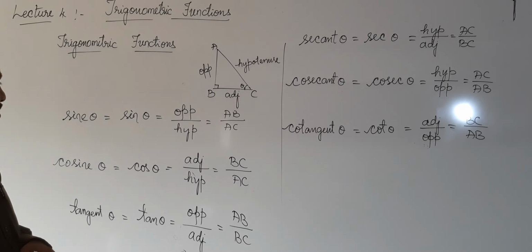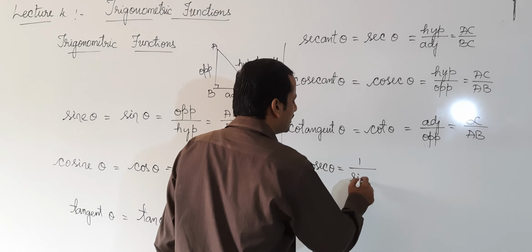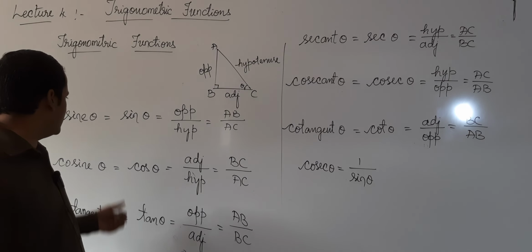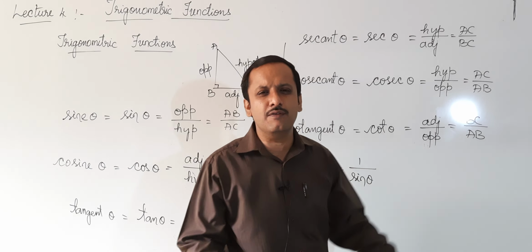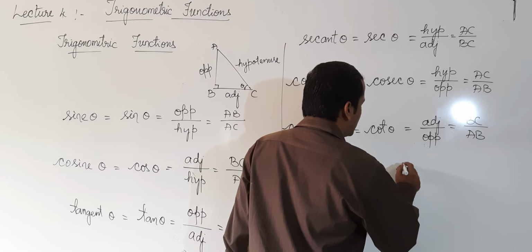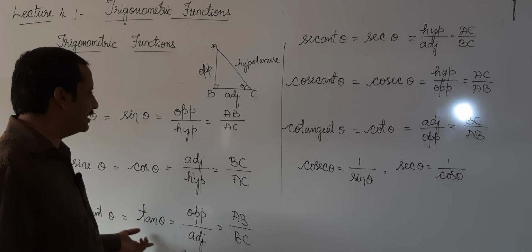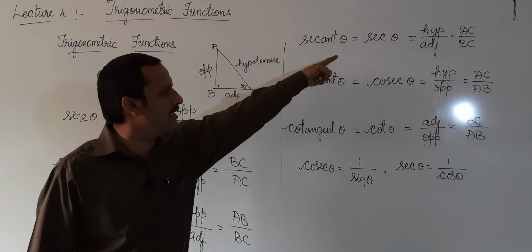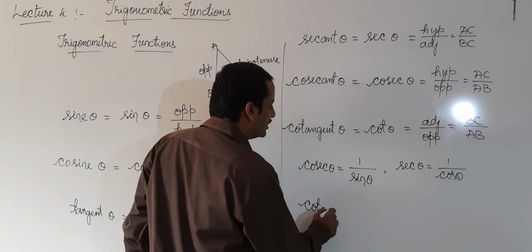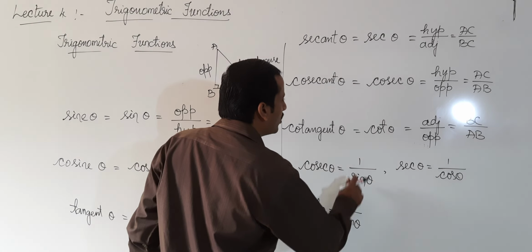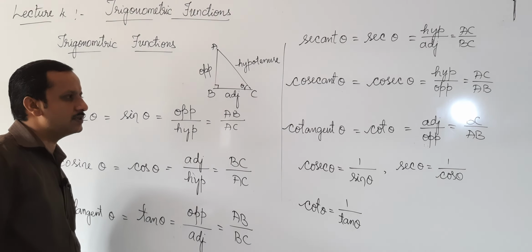Okay. Now from this, we observe that cosecant theta is equal to 1 by sin theta. The cosecant theta and sin theta are reciprocals of each other. You just observe, sin theta is equal to opposite by hypotenuse, whereas cosecant theta is equal to hypotenuse by opposite. They are the reciprocals of each other. Similarly, secant theta is equal to 1 by cos theta. Secant theta is hypotenuse by adjacent, and here you have adjacent by hypotenuse. They are reciprocals of each other. Then cot theta is equal to 1 by tan theta. Cot theta is adjacent by opposite, and tan theta is opposite by adjacent. They are reciprocals of each other.